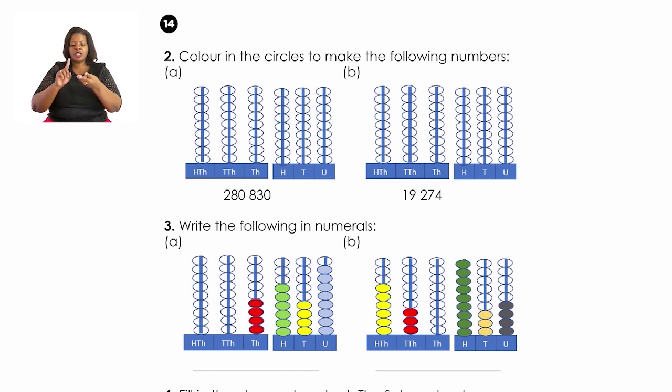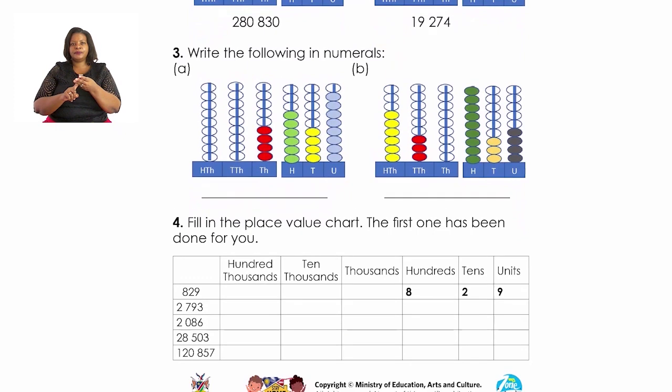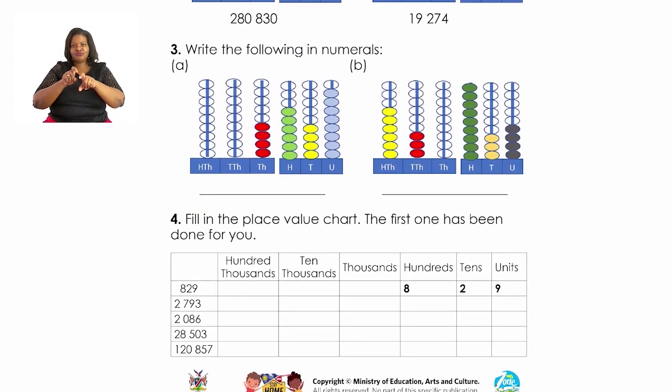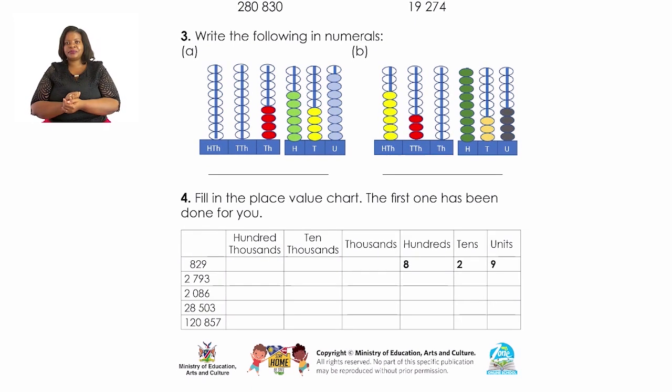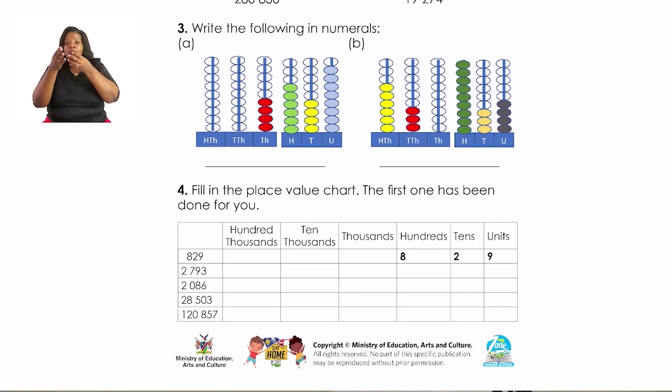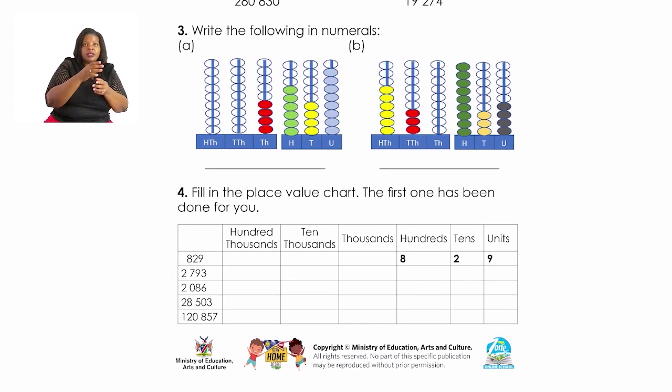Number 3, write the following in numerals. Here numbers are not written. All you have to do is write them down below the place values, and then write them nicely on the line. You can use a pencil first and then write them on the line nicely with a pen. You have to look at the units, how many shaded circles are there, then write your digit as a unit, you go to the tens, and so on and so on. I think that's also easy.